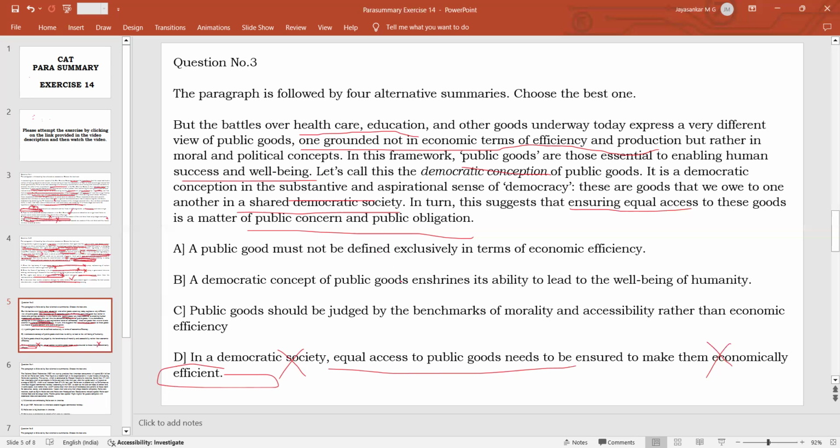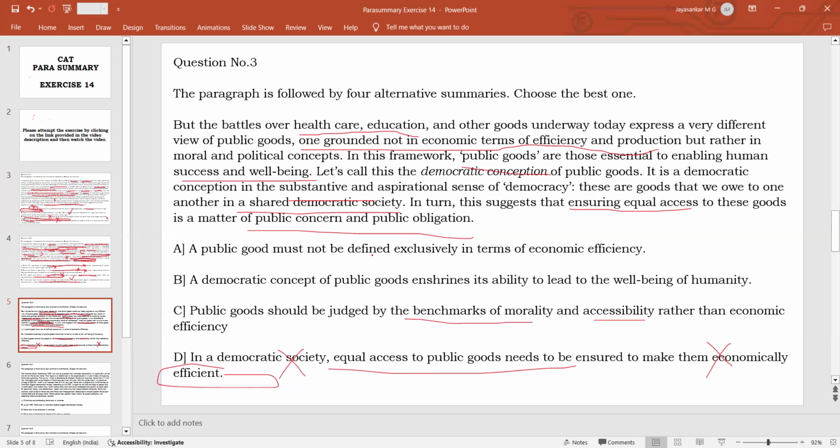See, both A and B are talking about the supplementary information, the definition of public good, not based on economic efficiency, based on well-being of humanity. Whereas option C is a better answer. It says that this is the benchmark that should be used, morality and accessibility, not economic efficiency. So this is the best option that encapsulates whatever is talked about in the passage.